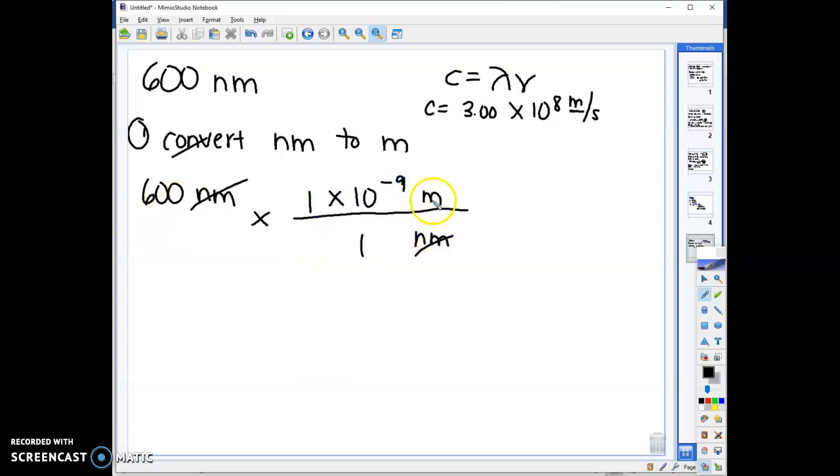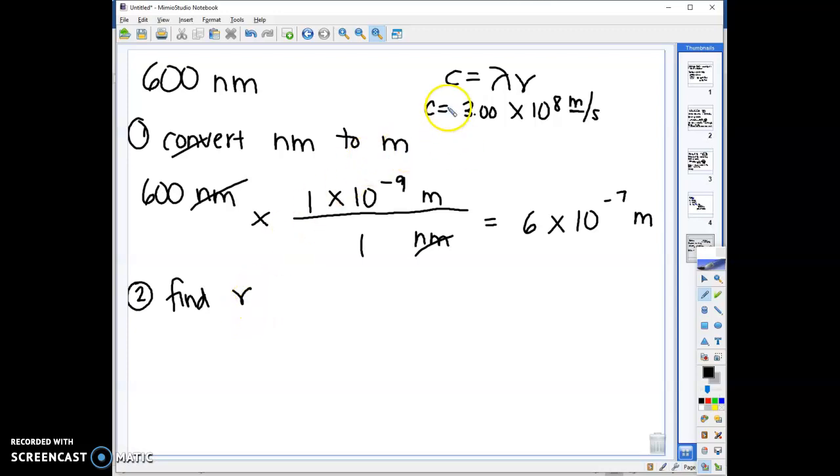Since both of my numbers are here on the top, I multiply. And so I have 6 times 10 to the negative 7 meters. So now I've converted my wavelength into meters. Now I have to find my frequency. And frequency is represented by this kind of odd V here.